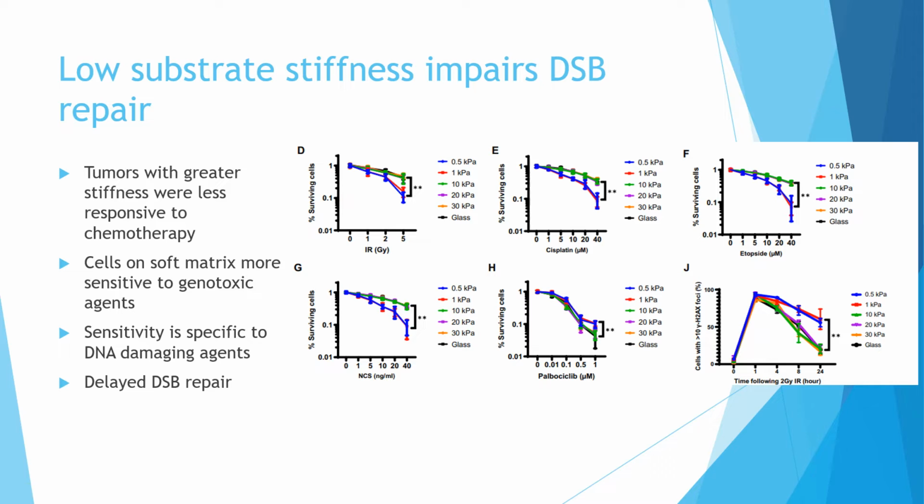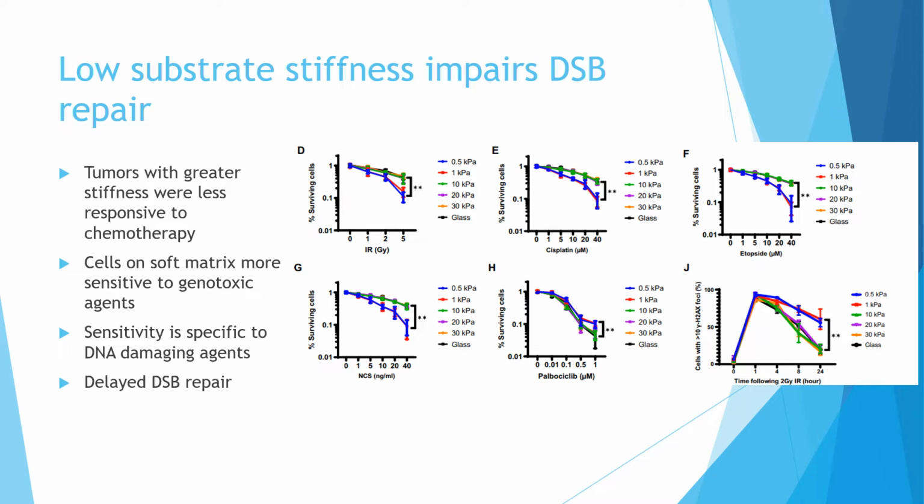So, varying stiffnesses. And what they found was that after treating with certain genotoxic agents seen in panels D through G, like radiation in panel D, as well as the drugs in panels E through G, the cells cultured on less stiff substrates, with Young's moduli of 0.5 kilopascals and 1 kilopascal, had significantly lower surviving percentages than those cells cultured on the much stiffer substrates. This indicates that cells on the less stiff substrates were more sensitive to those genotoxic agents.